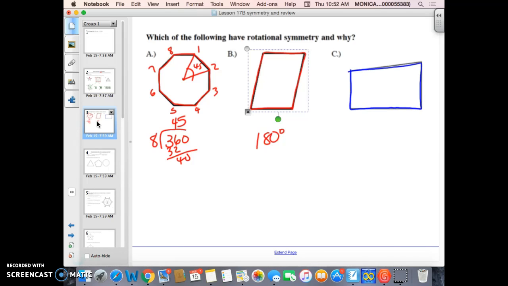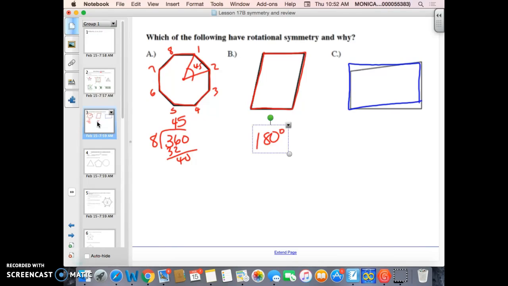And let's check to see if this one has rotational symmetry. If I look, that's a 90. There's a 180. No, this one's not going to fall back on itself. Okay? So this only has 2 turns. You can only turn it this way and then back on itself that way. So that's why it's at 180.